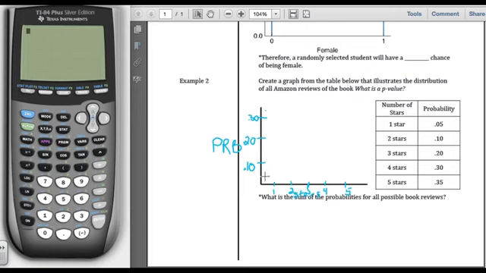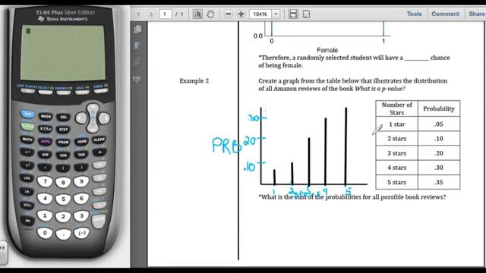And then I'll just draw in my lines. 1 star was 0.05 or 5%. Take it up to here. 10% of the reviews were 2 stars. 20% were 3 stars. 30% were 4 stars. And finally, the highest review, 5 stars, 35%. So you can see this book must be pretty good. It's got a lot of the high reviews, very few lower reviews.